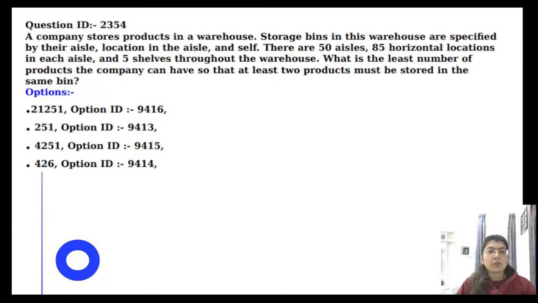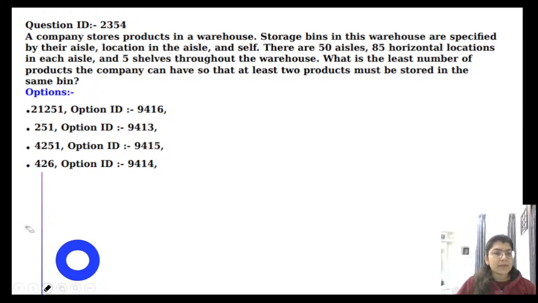A company stores products in a warehouse. Storage bins in this warehouse are specified by their aisle, location in the aisle, and shelf. So there are 50 aisles, 85 horizontal locations in each aisle, and 5 shelves throughout the warehouse. What is the least number of products the company can have so that at least 2 products must be stored in the same bin? So this is a question about a data warehouse, but it does not require much of that knowledge.